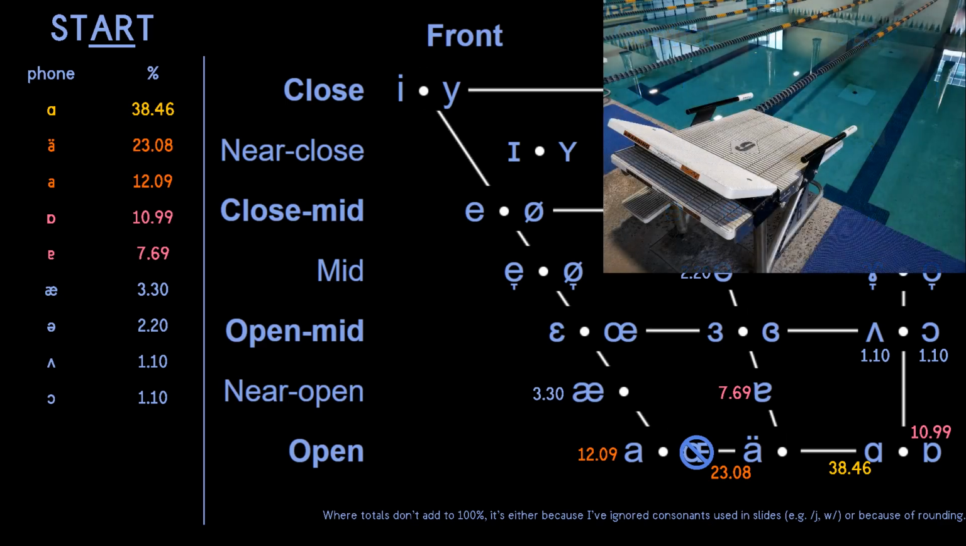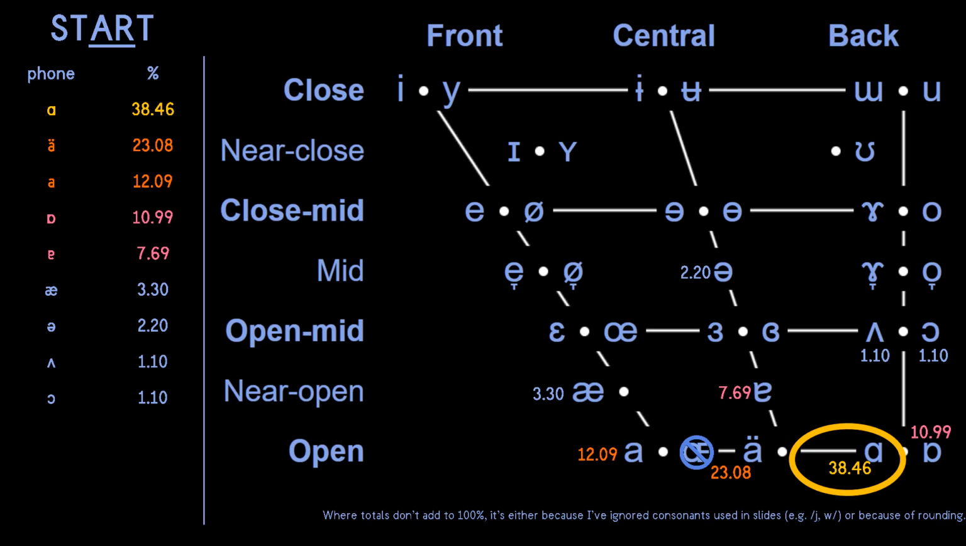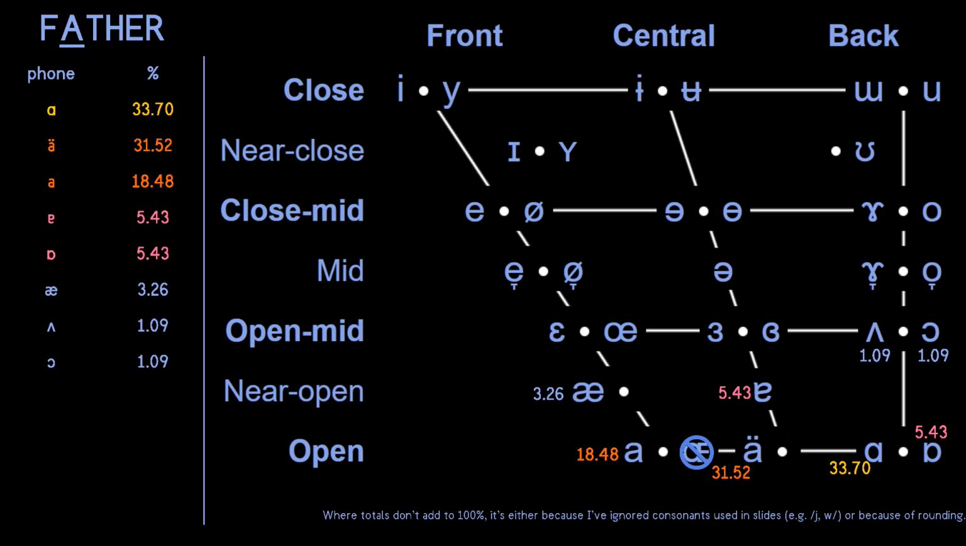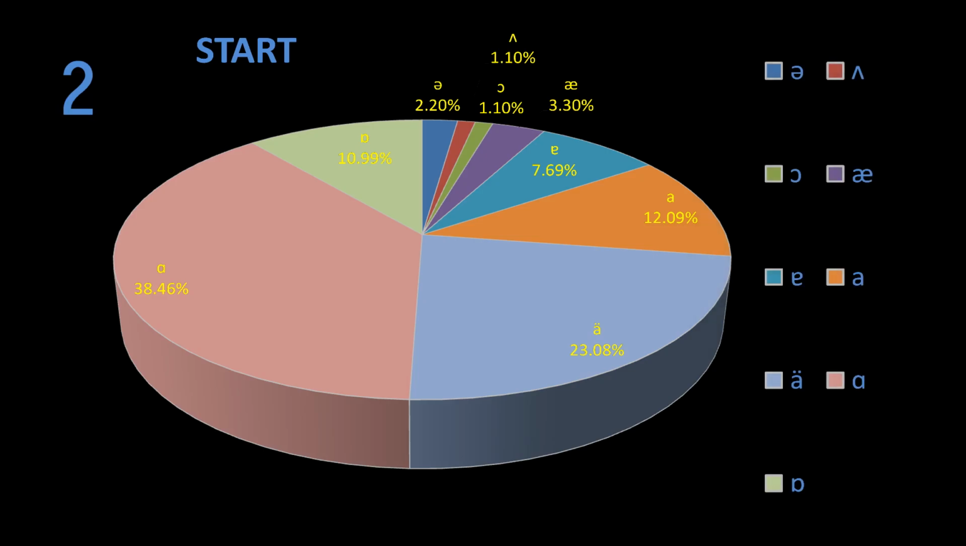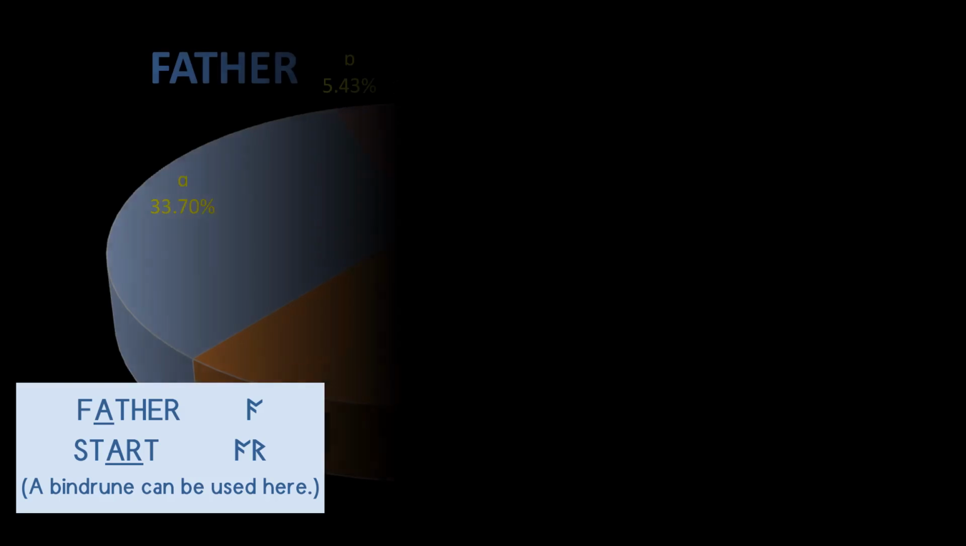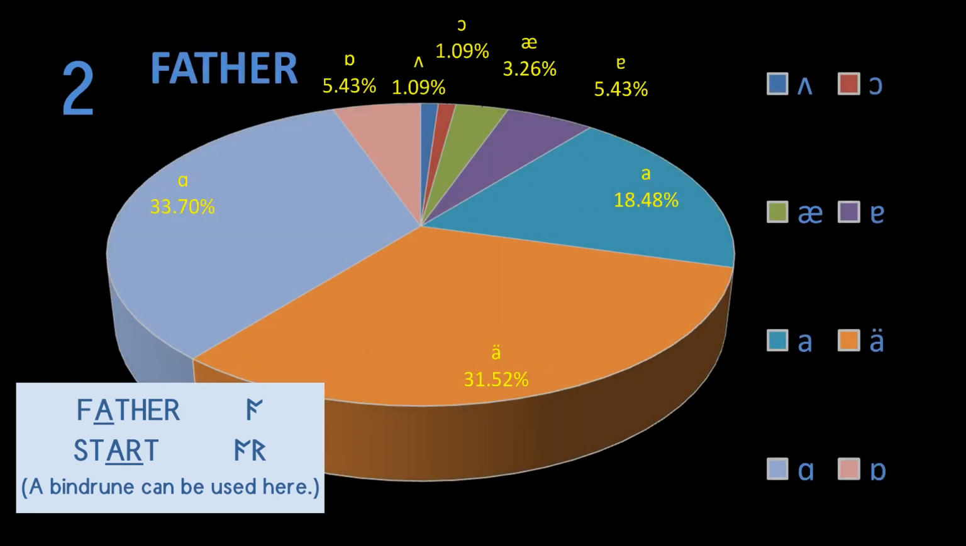It's used in words like Mario and aria. Now, let's compare its vowel space diagram with that of father. Can you see the similarity? Here are their respective pie charts. In light of that, are we all content to write the start vowel as rad?